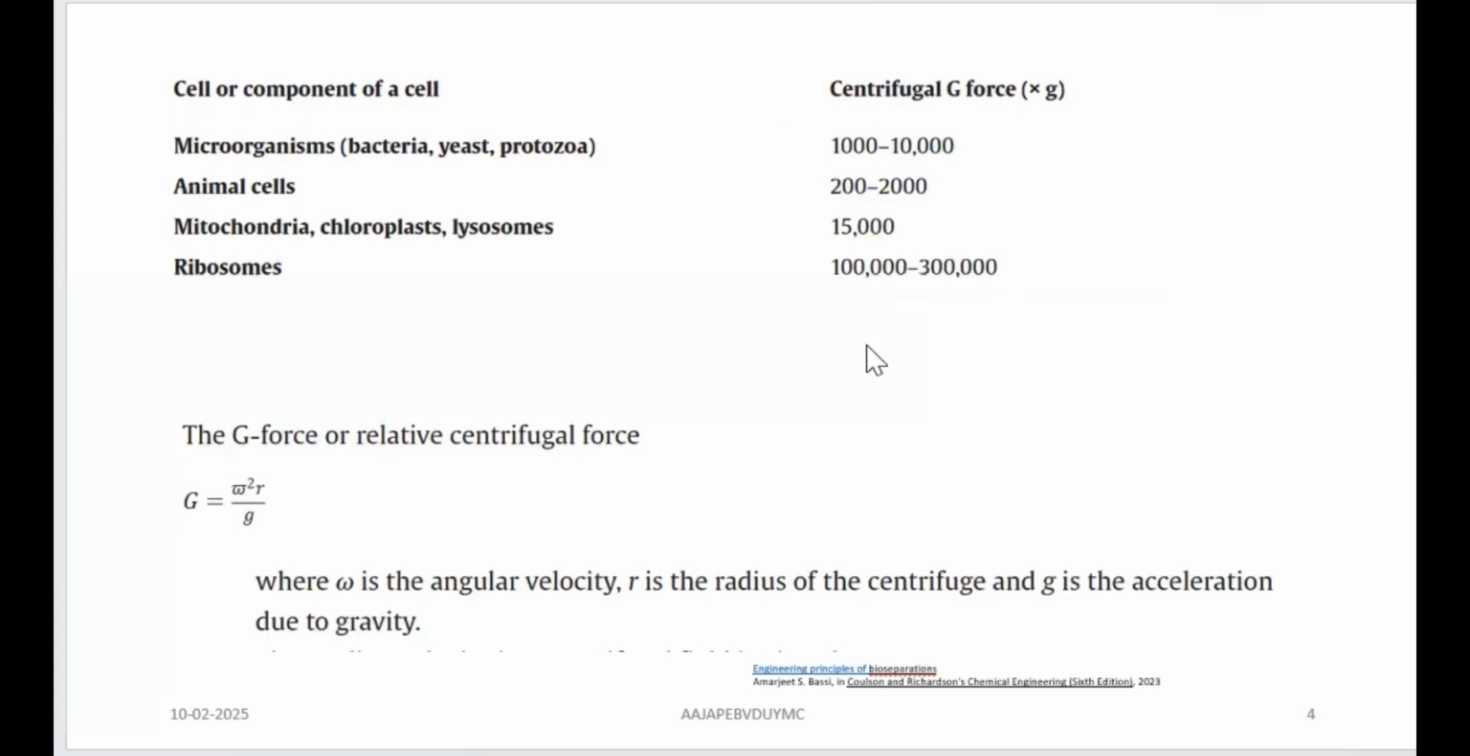Now when I talk about the G force, or relative centrifugal force, what is it all about? Let's talk about the facts. The relative centrifugal force, denoted by the letter G, is equal to omega square R upon g. Now, what is omega? It is angular velocity. R is the radius of the centrifuge, and g is the acceleration due to gravity.